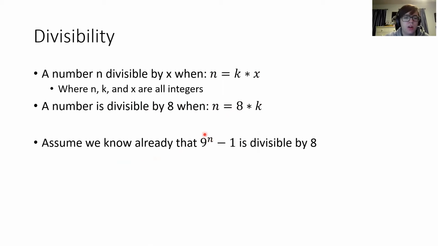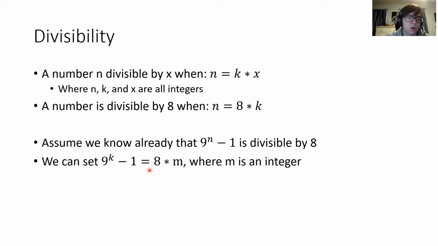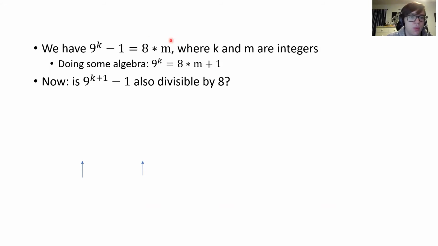So assume that we already know that 9 to the n minus 1 is divisible by 8. Then we can set 9 to the k minus 1 equal to 8 times m, where m is an integer. Because we know this is divisible by 8, and from here we know a number n is divisible by 8 when you can represent n as 8 times k, we can put this down here, replacing the k with the m just as a placeholder. 9 to the k minus 1 is equal to 8 times m. So now we have this. We can rearrange this to get 9 to the k is equal to 8 times m plus 1.